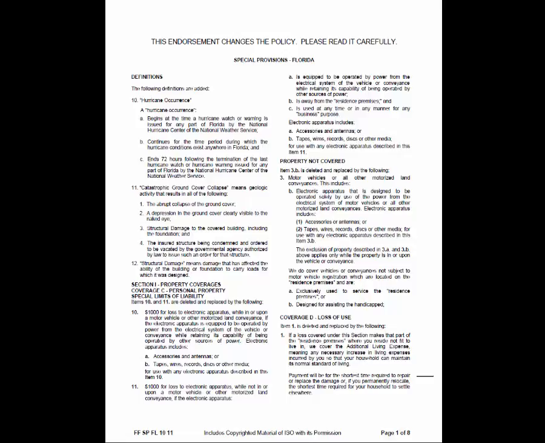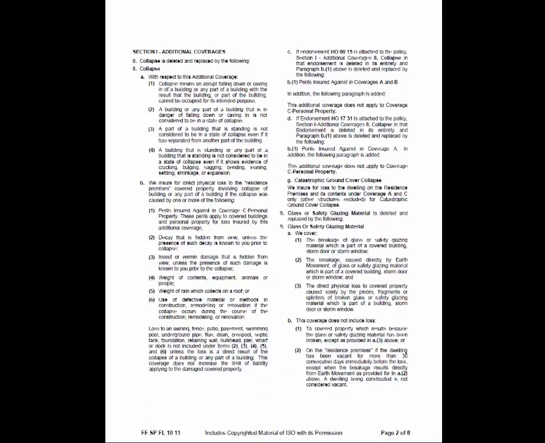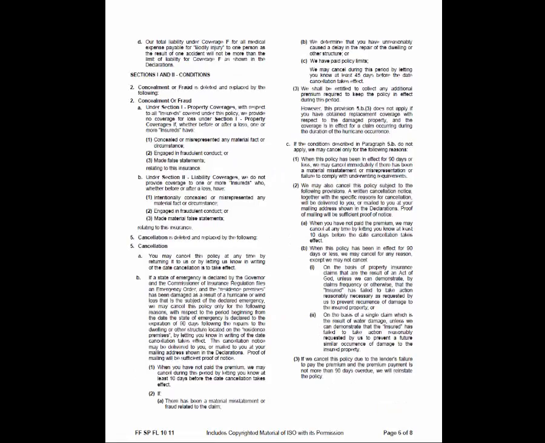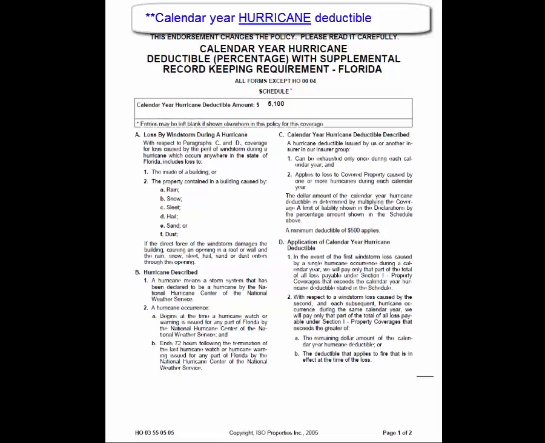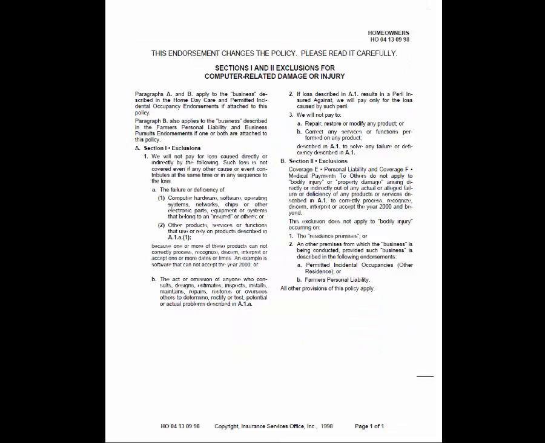So in this case, the first set of endorsements is the special provisions for Florida, which changes, again, what's in the main policy in one way or another. And there are a lot of these little endorsements on most policies, where it'll explain the calendar year deductible in Florida, or it'll explain other exclusions or other limitations or other added coverages, whatever they are, that are changes to the main form.